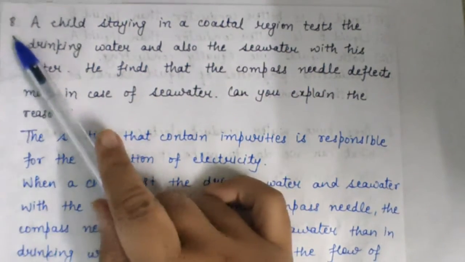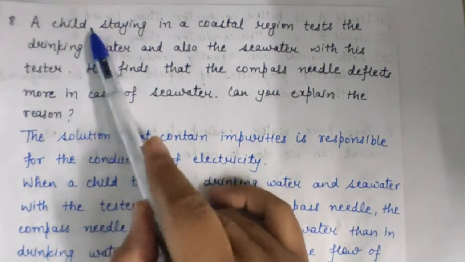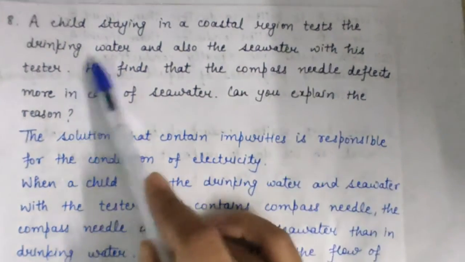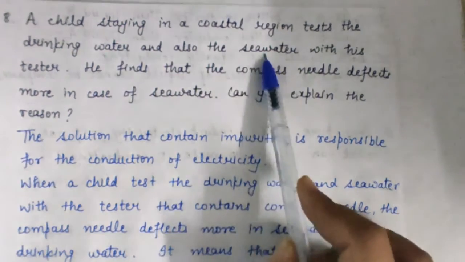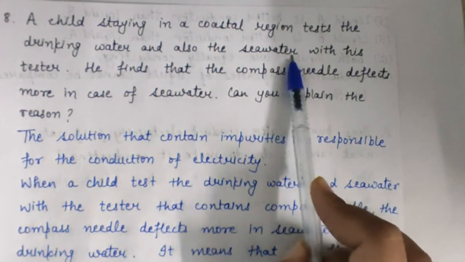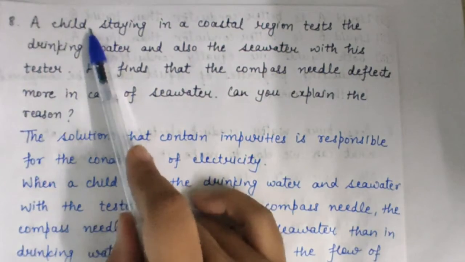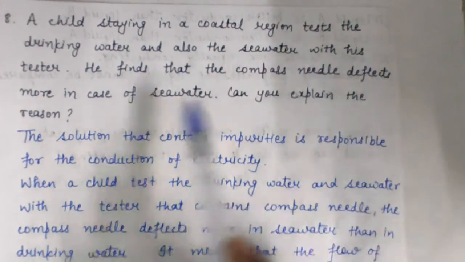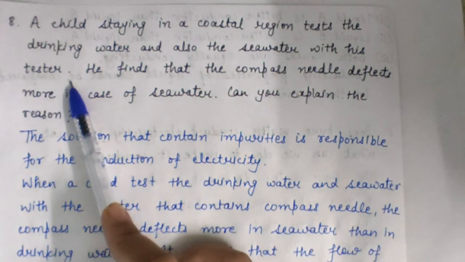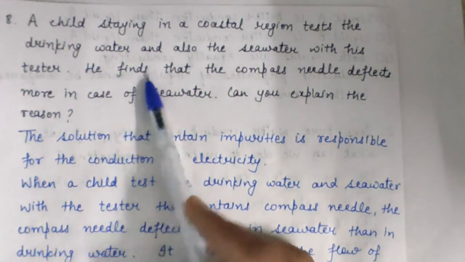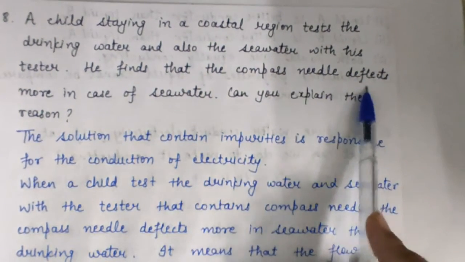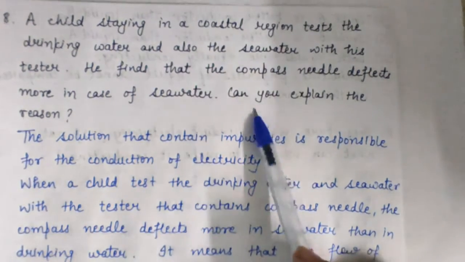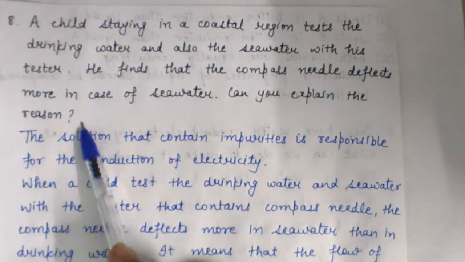Now coming to question number 8. A child staying in a coastal region tests the drinking water and also the sea water. Means a child testing the drinking water and the sea water with his tester. And he finds that the compass needle deflects more in case of sea water. Now, can you explain the reason? Yes, we can.